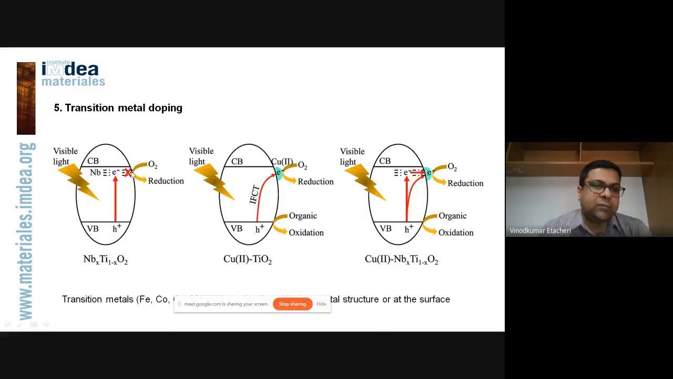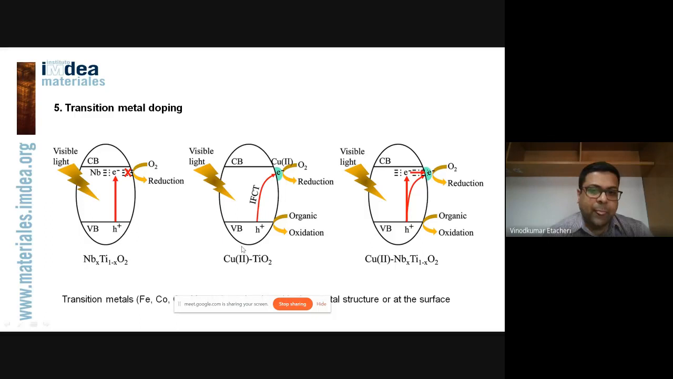It's not a direct band gap change. The band gap can effectively be reduced below 3.2 eV, and then it can absorb visible light. So the real band gap is not reduced, but there are some additional niobium levels formed below the conduction band of TiO2, and that creates visible light absorption.